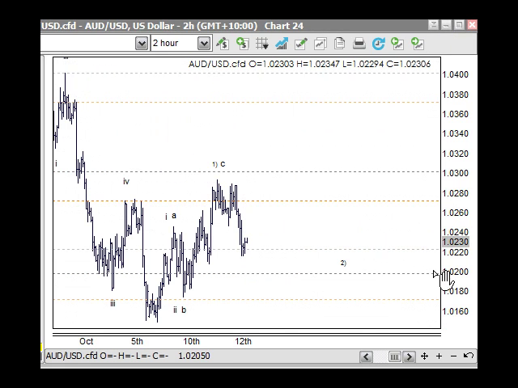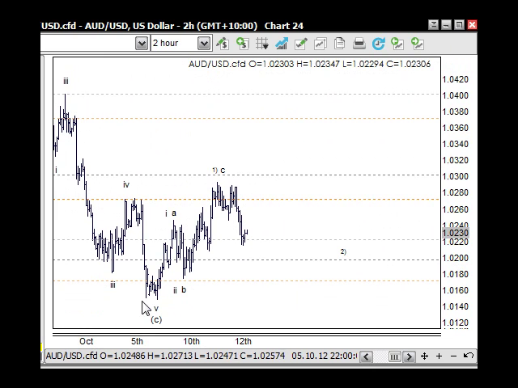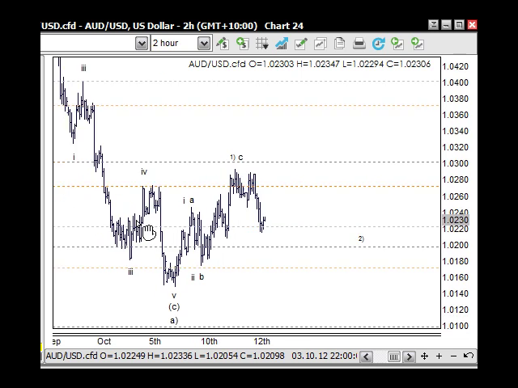So in terms of looking at it in both ways, we can count it as an A and a B and a C wave to here, completing there and looking for 5 waves down, taking that low out there. So that's reasonable, and that's the bias that we're taking on.